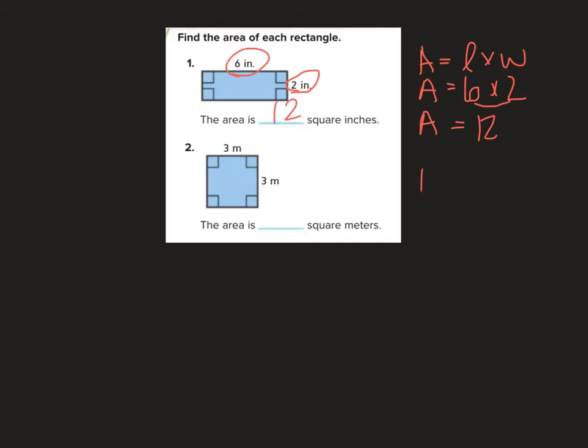Okay, let's do that again. Capital A equals L times W. L is 3. W is 3. Bring everything else down. Oops, that's supposed to be an equal sign. Okay, 3 times 3 is 9. So the area of this shape is 9 square meters. I mean, a square. We know that's a square, right?